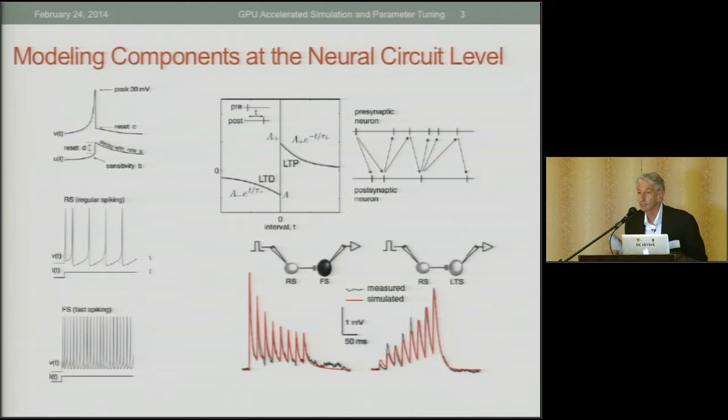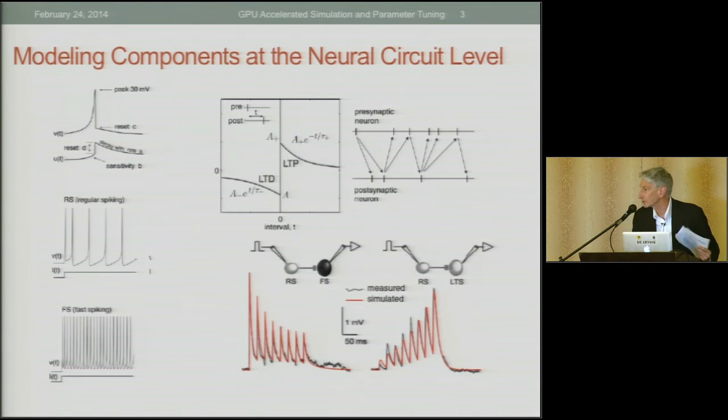We're using spike timing dependent plasticity. I don't have time to go into it, but the temporal order of spikes actually leads to whether you get long-term depression or long-term potentiation. And then we also include short-term plasticity, where there's presynaptic short-term facilitation and short-term depression. So we're using a bunch of these tools in our environment.